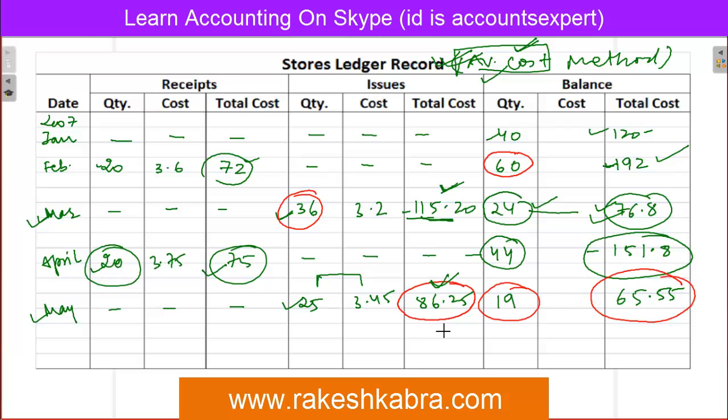Okay. So at the end of the month, which month? May. What is the status of inventory? 19 units left, and what is the value? 65.55. Is that clear? So understood this method, the average costing method.